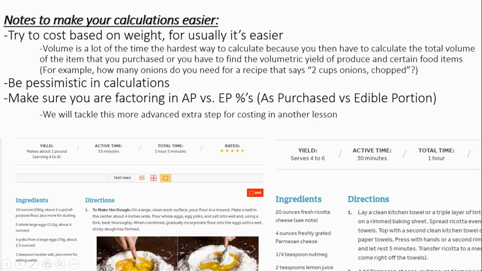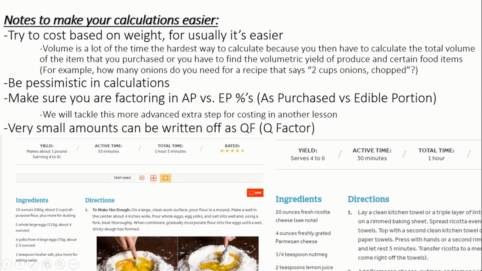Also, whenever you are doing a recipe that is dealing with a lot of produce, things that need trimming or preparation, such as meat, vegetables, fruits, make sure you are factoring in as purchased versus edible portion. For this lesson, we're going to be focusing more on basics, so we're actually not going to tackle this too much today. We'll save that for another time, but just keep in mind you do have to keep this in mind. For example, a pound of whole chicken does not translate to a whole pound in your recipe after trimming off fat, bone, anything else that you need to do.